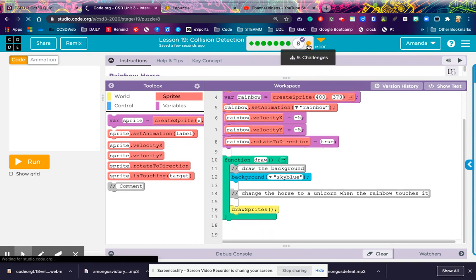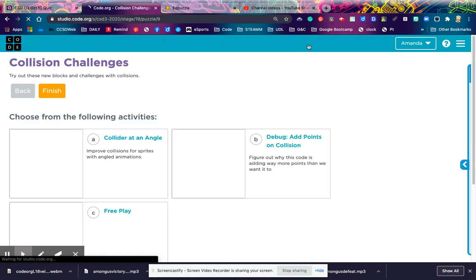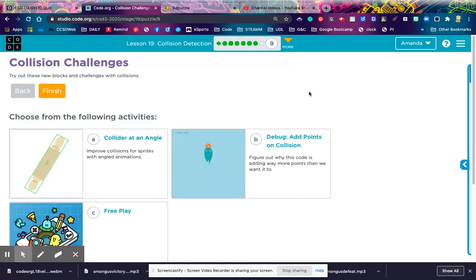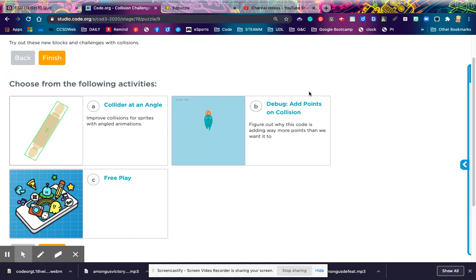And then last but not least, the challenge level. Ooh, you got 3 options here. Collider at an angle, improve collisions for sprites with angled animations, or debug, add points on collision. Ooh, so both of these are going to be super cool if you try them. Learning how to add points on collision, I bet that would come in handy for your lesson 27, designing a game.